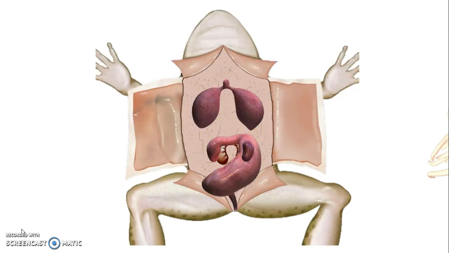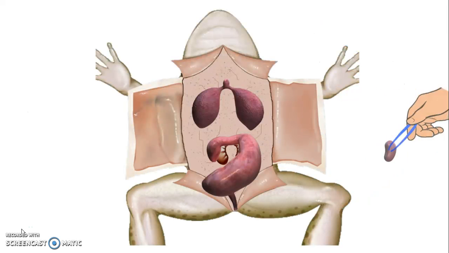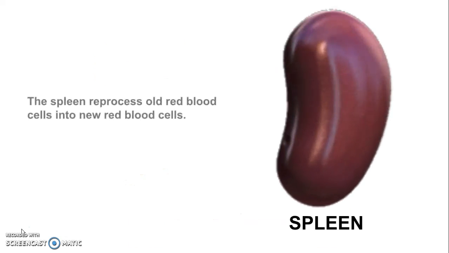So now we take out the fat bodies of the frog. So here are the fat bodies. And the fat bodies store fat, as said in the name. They are used for mating, hibernating, and etc. So now we take out the spleen of the frog. So here is the spleen, and the spleen reprocesses old red blood cells into new red blood cells for the frog.